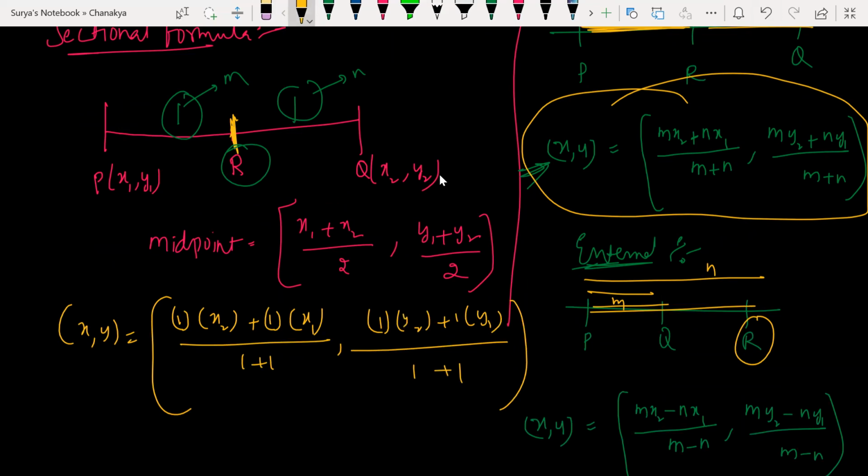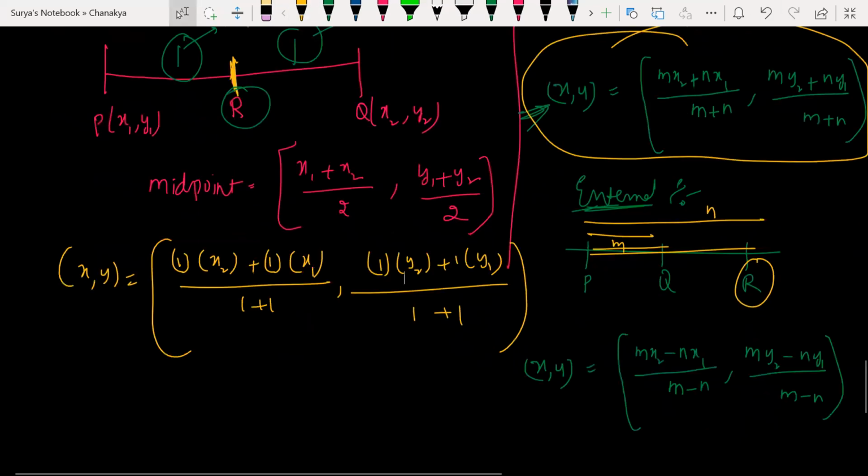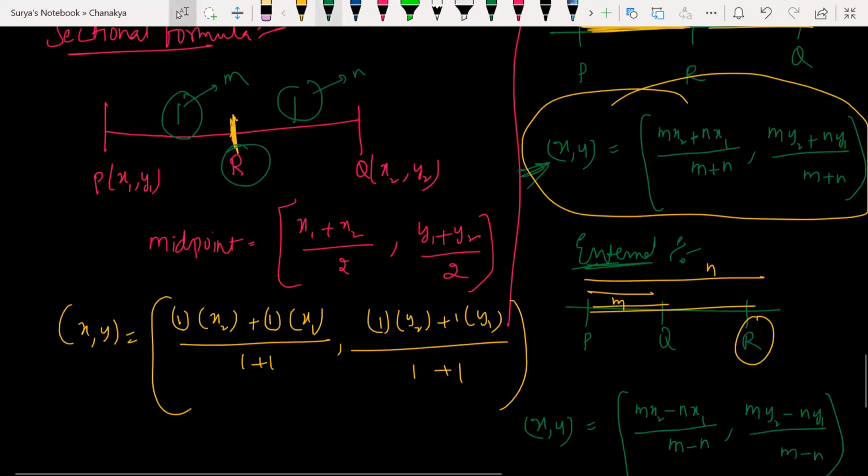Sir, how do we get m and n as 1? No. I'm just considering equidistance. This is a midpoint, right? It is dividing R, dividing the middle. So I'm taking this as 1 unit and 1 unit. Both should be equal. Understand? It will be dividing in a unit distance.